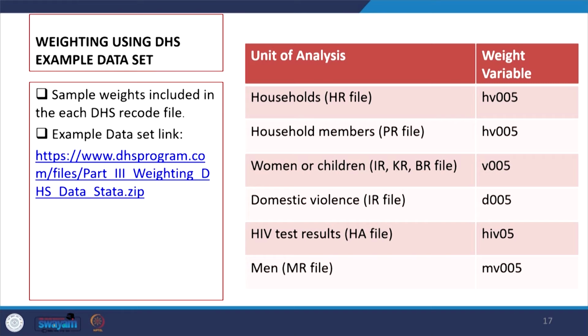So for the birth record, there are different ways of classifying it, and the weight variable and its name are listed accordingly. Interestingly, if anybody is working on domestic violence, they are supposed to take the domestic violence record weight. HIV test results are also there. The main file is there, and for the main file, the record is different.